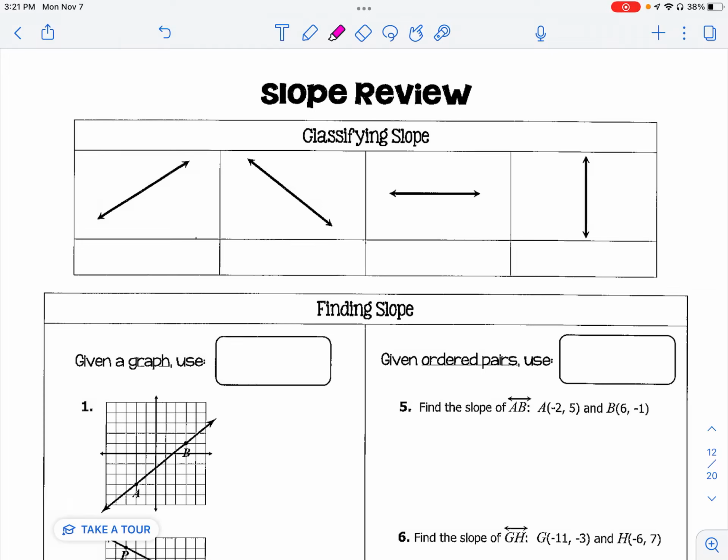Now, back in algebra, we learned about slopes. So now we're going to do a quick review to see what we remember. A slope of the line that is going up and to the right, we call positive. It's going to have a positive slope.